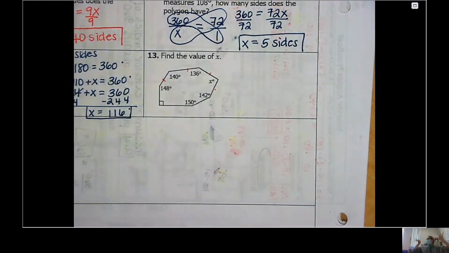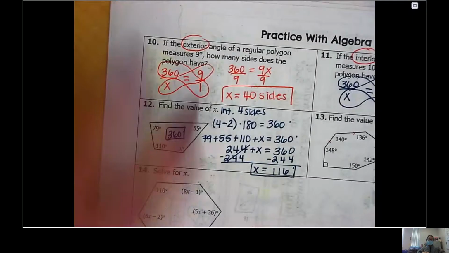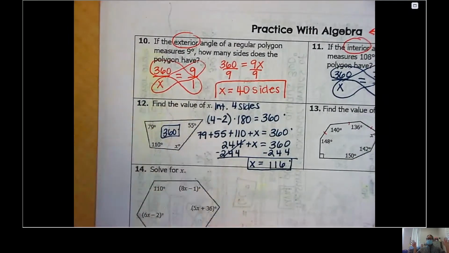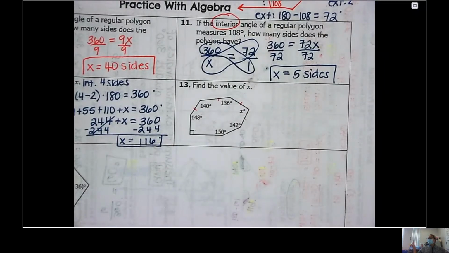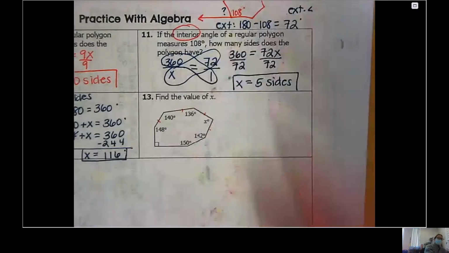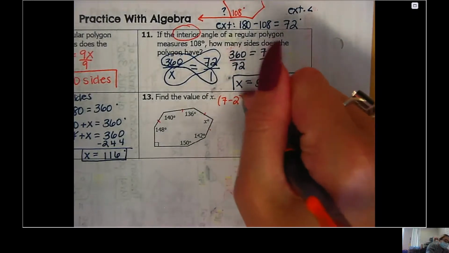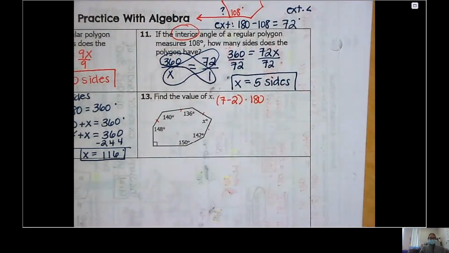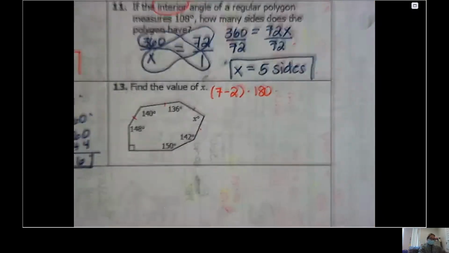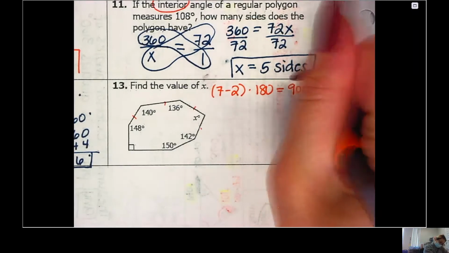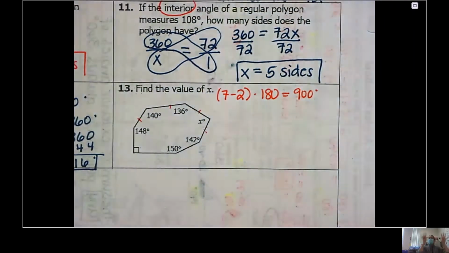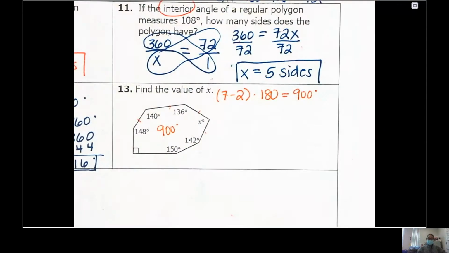So how do I figure out the total amount? Subtract 2 from the sides and then multiply times 180. So I'm going to do 7 minus 2 times 180. So that's 5 times 180, which is 900. Yeah? 900. Okay, so in total, the whole thing should add up to be 900.